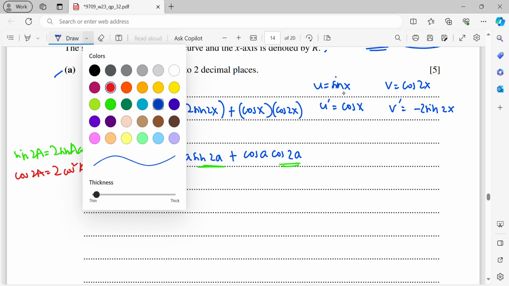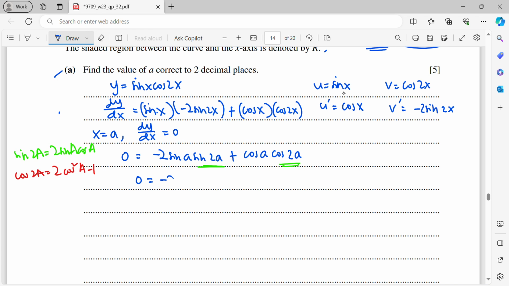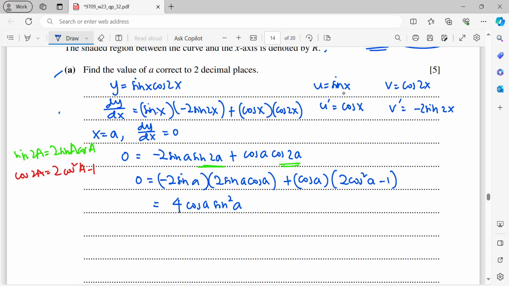That means from here, I will get 0 equals to negative 2 sine a multiply with 2 sine a cos a, then plus cos a. The cos 2a will be replaced by 2 cos squared a minus 1. Okay, and then you do expansion. So I will get 4 cos a and then sine squared a. Then this, just do expansion, you will be getting plus 2 cos cube a minus cos a.